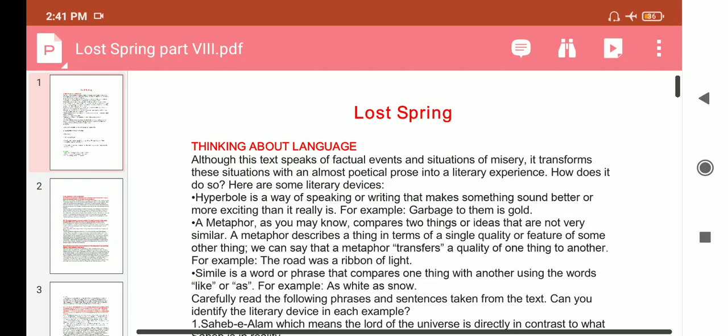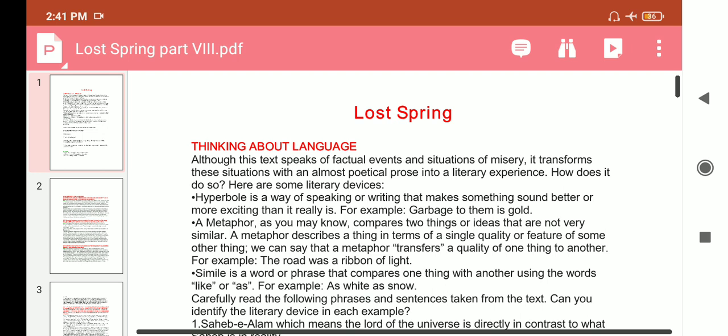Hope you are fine. As you know, we have completed a lesson titled Lost Spring and we were discussing its questions. In today's lesson, we will be discussing its language part, that is thinking about language.